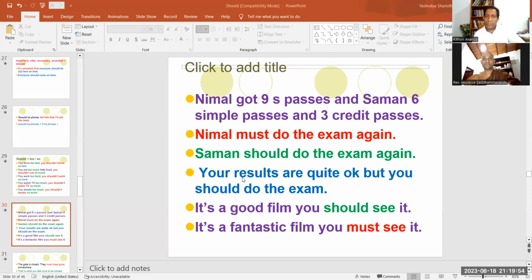It's a good film. You should see it. It's an excellent, fantastic, superb, magnificent film. You must see it. There we emphasize. So you can understand the difference between must and should here.